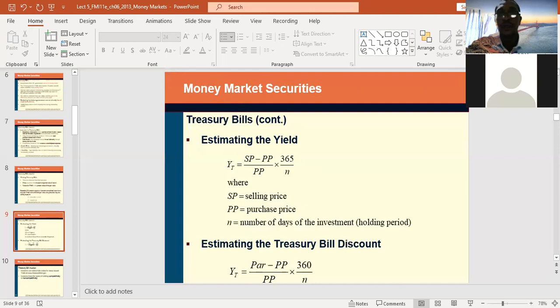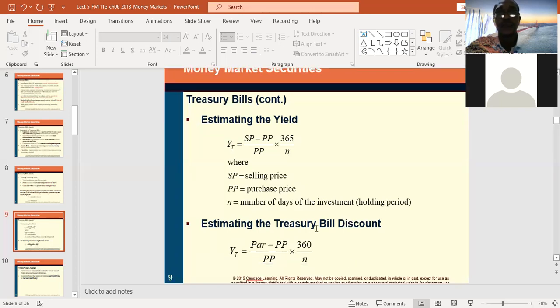You can also find the estimated Treasury bill discount. To calculate the discount that you receive, you subtract the purchase price from the par value, divide by the purchase price, multiplied by 360 divided by n. So take note of the difference in the formula. 365 is used for the estimated yield, whereas 360 days is used for estimating the Treasury bill discount. 365 days means 1 year, but sometimes it can be 365 days, sometimes it can be 360 days.